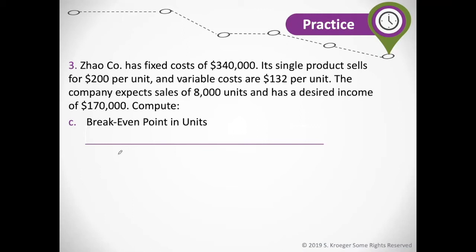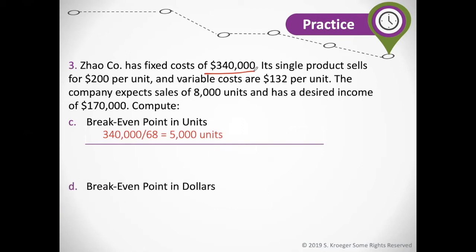What is the amount of fixed costs? Fixed cost is $340,000. We will divide this by the contribution margin per unit, and we know this number from part A, which is $68. Divide 340,000 by 68. This will equal 5,000 units. We need to sell 5,000 units in order to break even. Any units we sell over 5,000 would be a profit for us.